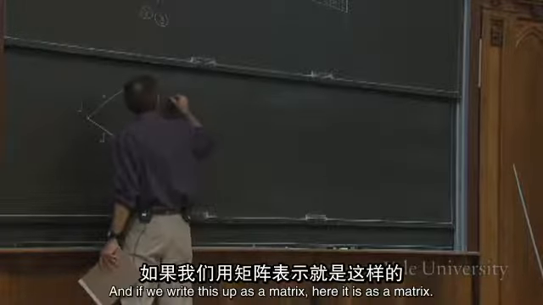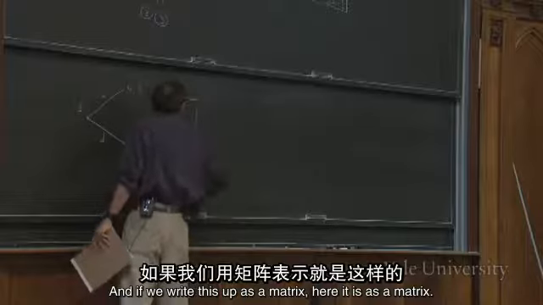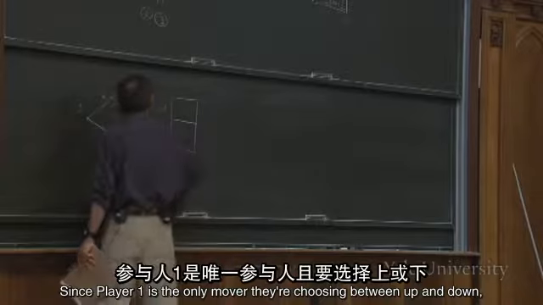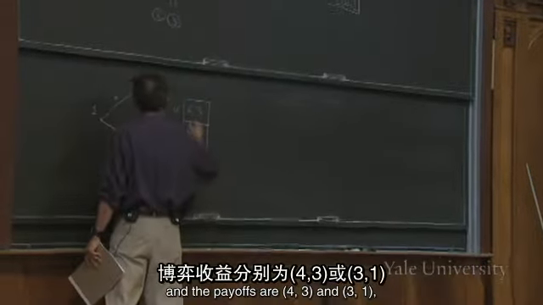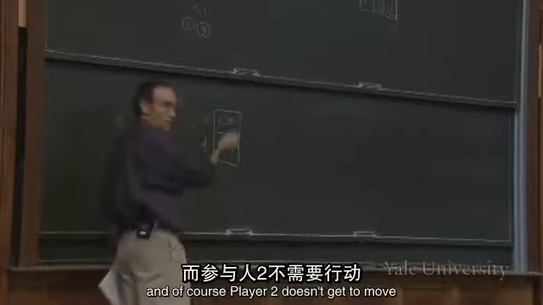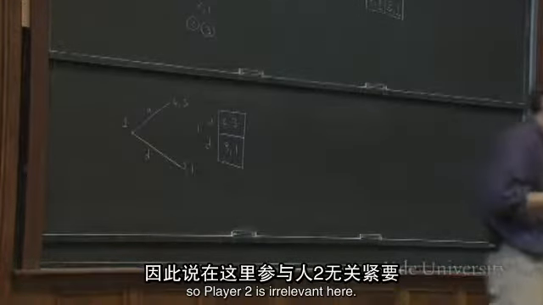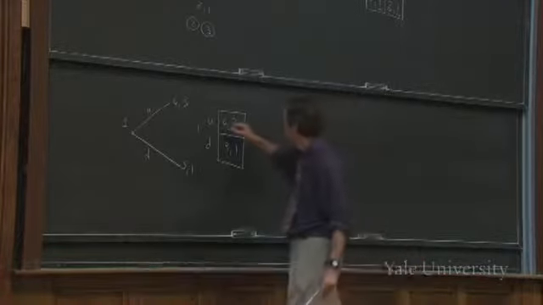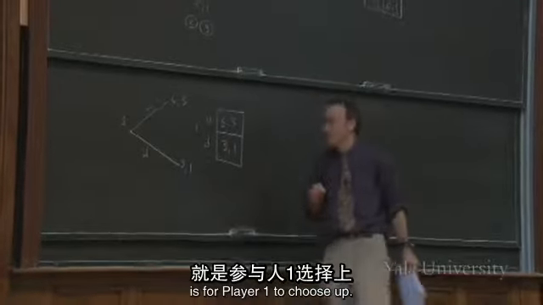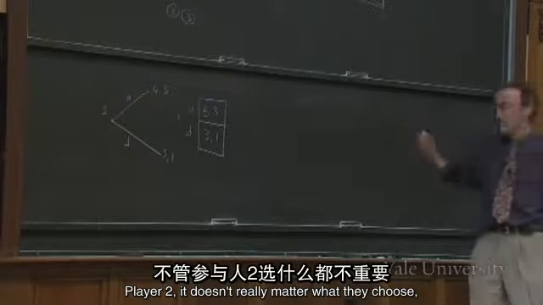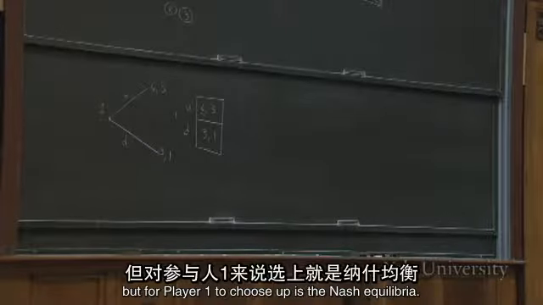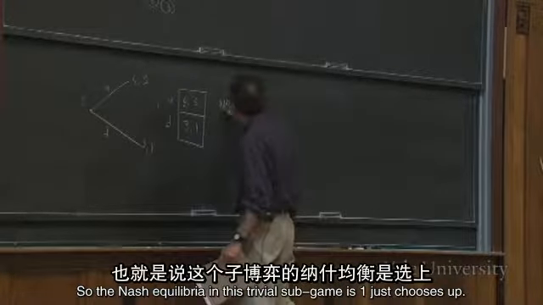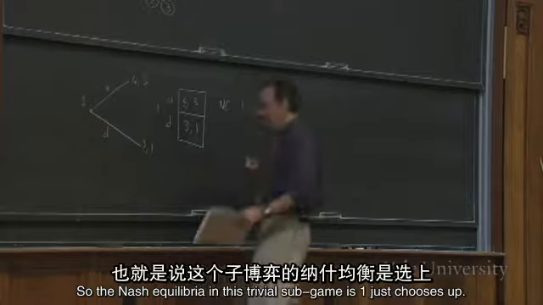And if we write this up as a matrix, here it is as a matrix. Player 1 is the only mover. They're choosing between up and down, and the payoffs are 4-3 and 3-1. And of course, player 2 doesn't get to move, so player 2 is irrelevant here. And clearly, the only Nash equilibrium in this game is for player 1 to choose up. Right? Player 2 doesn't really matter what they choose. There's nothing they can do about it anyway. But for player 1 to choose up is the Nash equilibrium. So the Nash equilibrium in this trivial subgame is that 1 just chooses up.